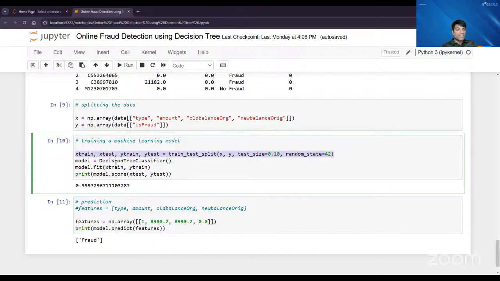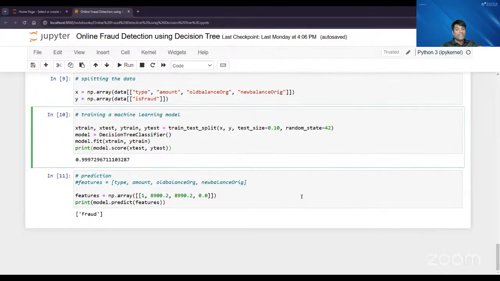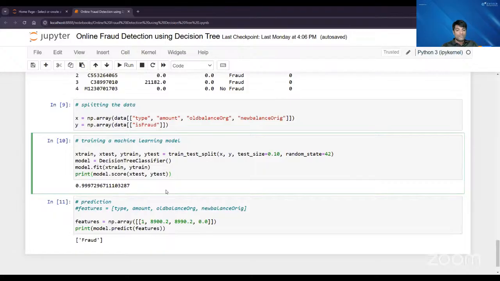Then we are going with the decision tree classifier because that is what we are building the model on. Now we are fitting the model for the training data, which is X train and Y train, and then we are predicting the score. Okay, so it has built a decision tree model nicely. We are having an accuracy of around 0.9997, so almost 100% accuracy. All right.